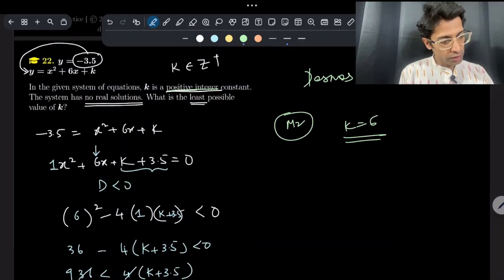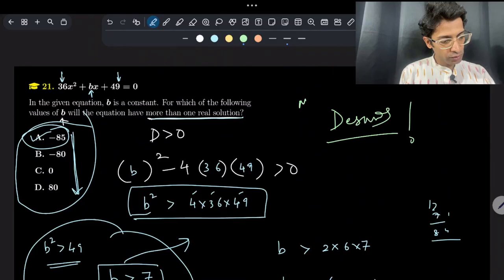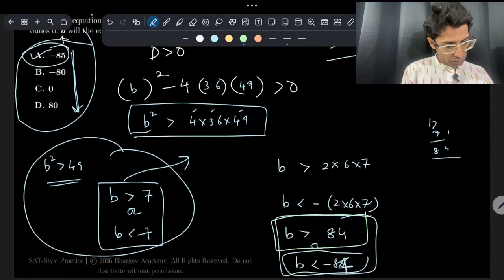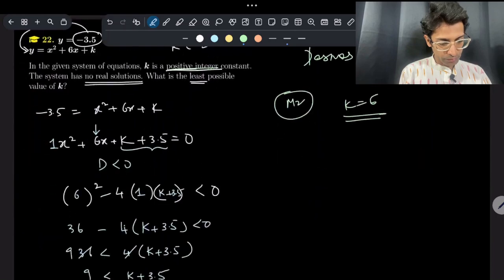Here also Desmos clearly wins. Desmos is the faster way. In method 2, which is Desmos, I would say Desmos is a much better way to do this problem. Let's go to the next problem.